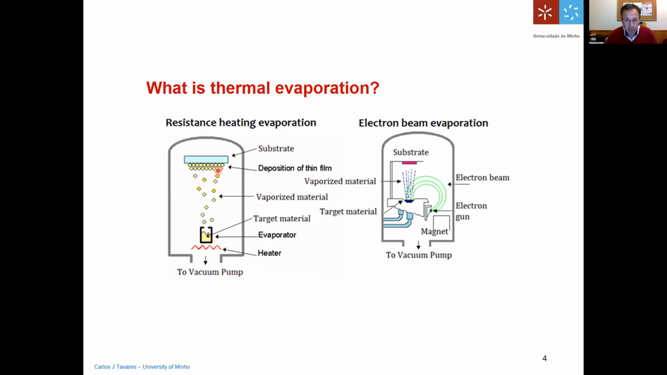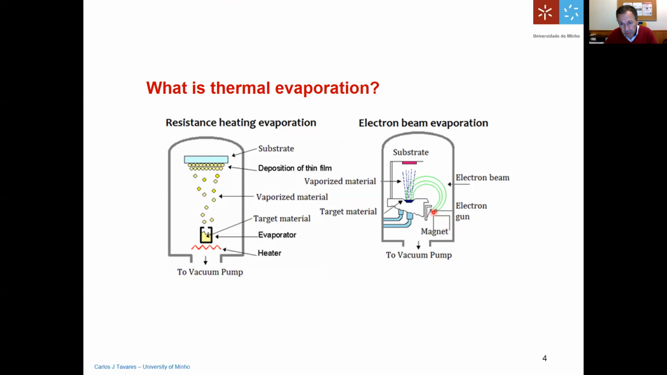And on the right side, it's a similar system, but the material is not evaporated by means of a heater. So what we have here, and I'll show you more on this process later on in this talk, is that we have an electron beam.